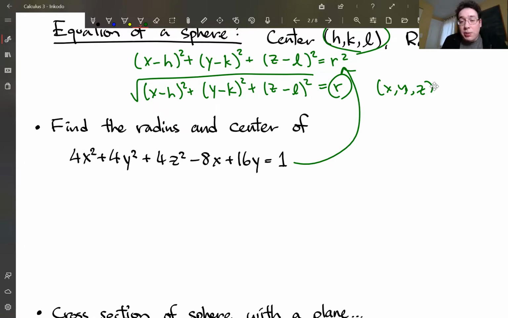The first thing I'm going to do is divide everything by 4 because it looks like a lot of the coefficients are multiples of 4. So if I divide everything by 4, I get, and I have to also divide the right-hand side by 4 as well. And then I'm going to look at all the x's together, y's together, and z separately.